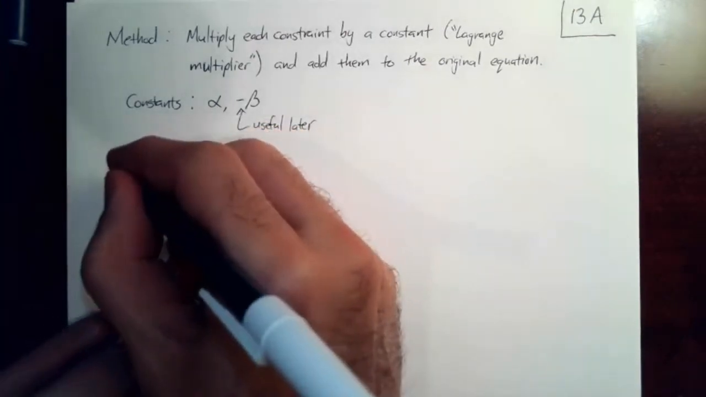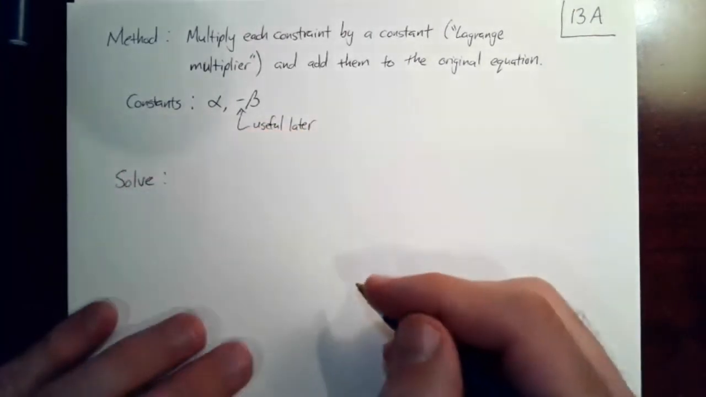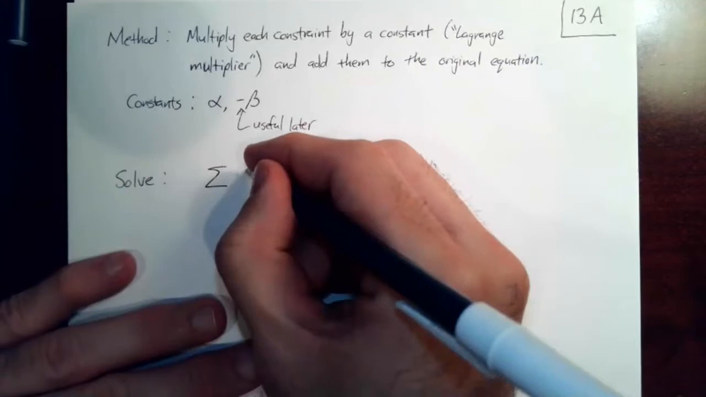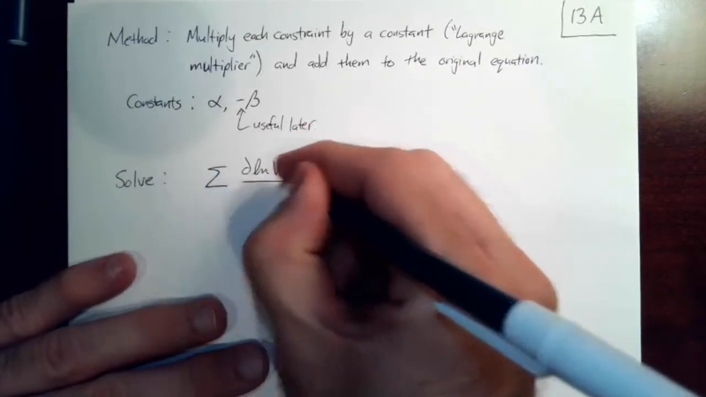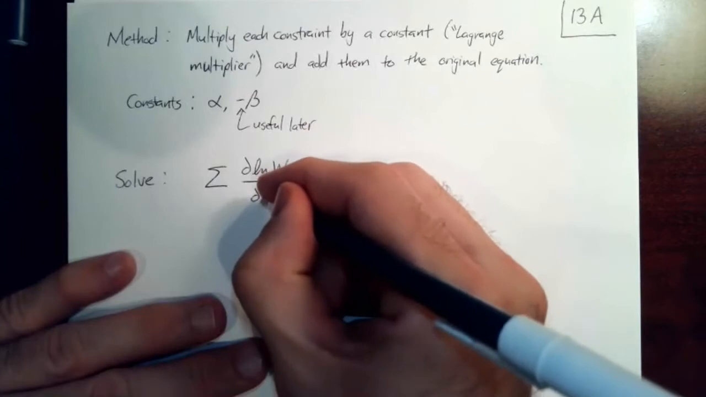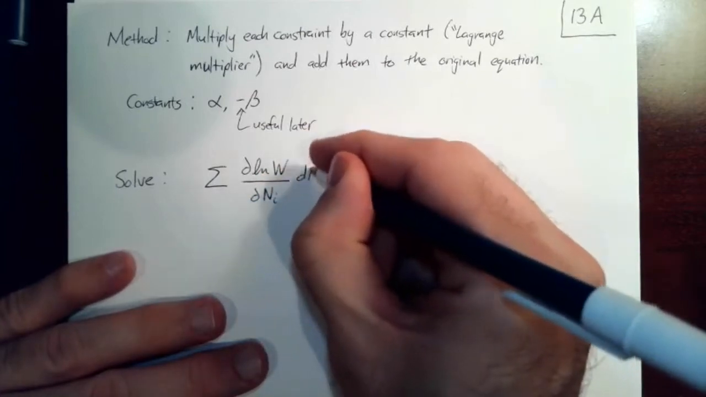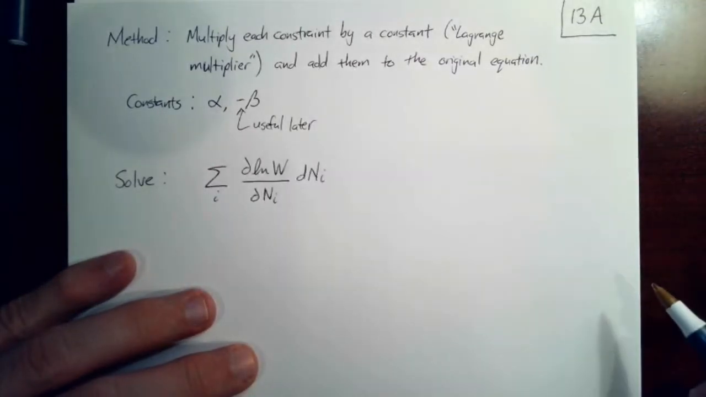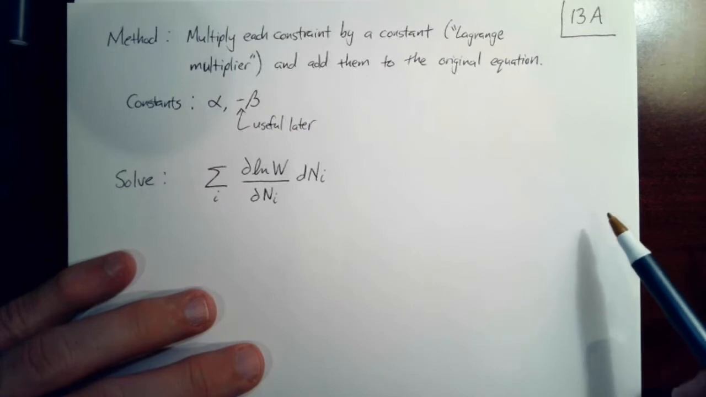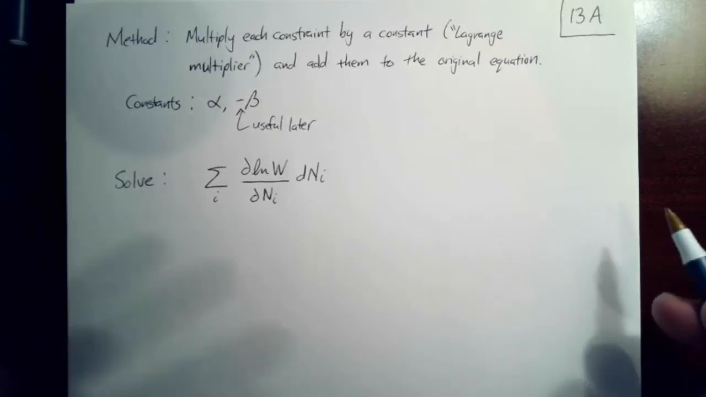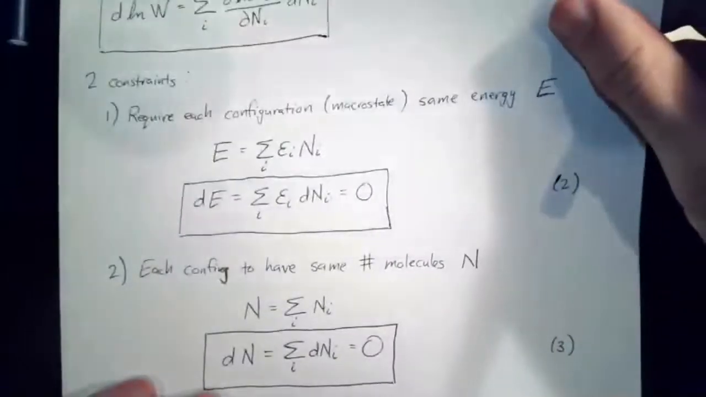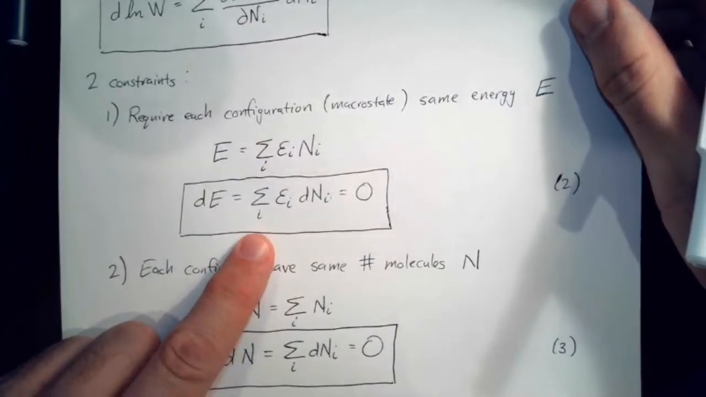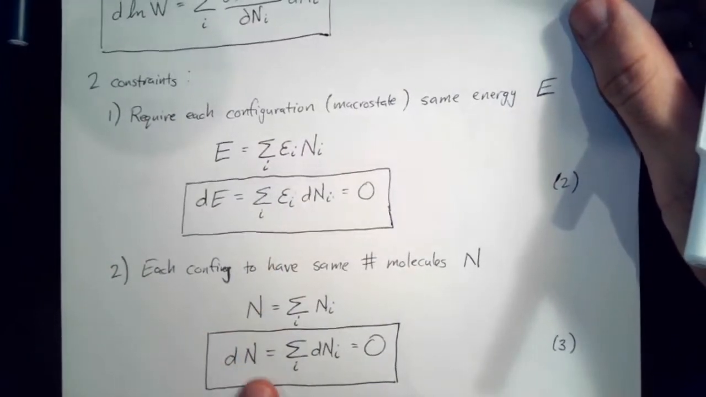And so now I want to solve the original equation that I was trying to solve, which was this sum of the derivative of the natural log of w with respect to ni, dni over i, equal to 0. But I'm going to add to this my constraints. So constraint 1, the first constraint, which I actually called equation 2, was this. Actually, let me add this one first.